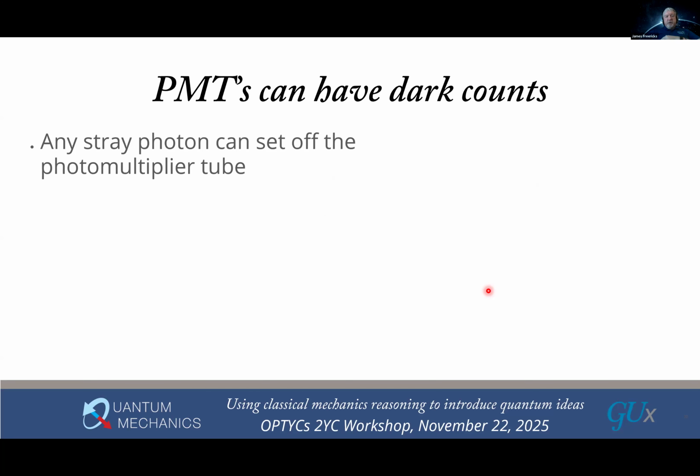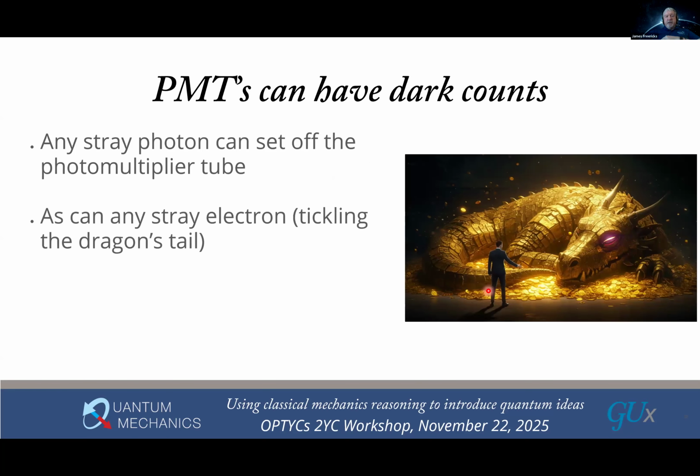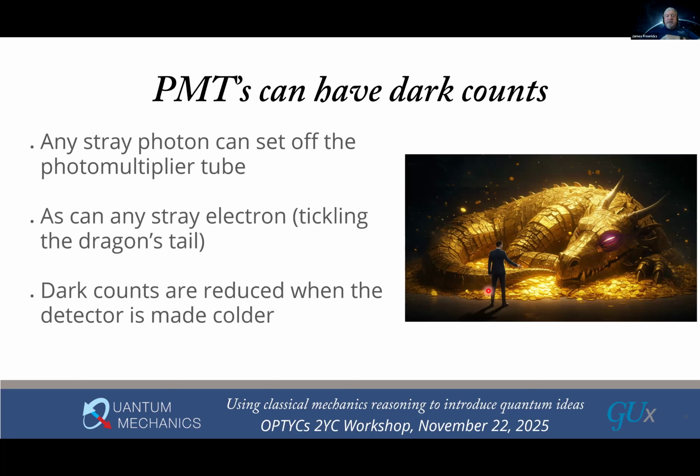So what are some issues that you have with photomultiplier tubes? Stray photons that are not part of your experiment can set off the photomultiplier tube. Electrons can be boiled off of the surface of a metal if it's not at 0 temperature, so stray electrons can be emitted, and then it'll look like there was a photon, but there was no photon.